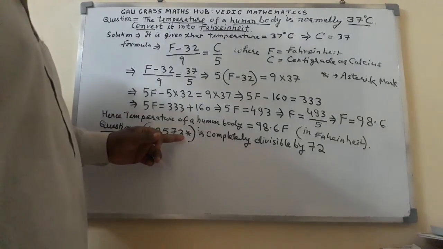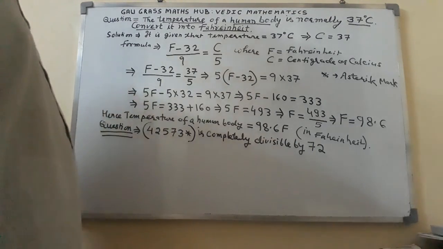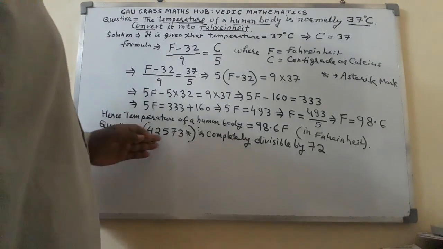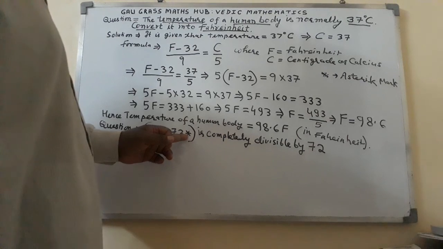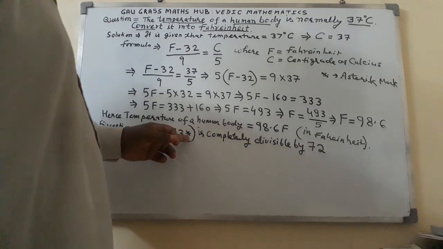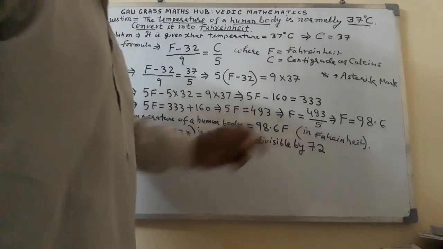This asterisk mark means an empty space which will be filled by a single digit that will be determined later on, and this number here in place of this symbol, a single digit number 1, 2, 3, 4, 5, 6, 7, 8, 9, either of them will be filled here. Condition is that it is completely divisible by 72.